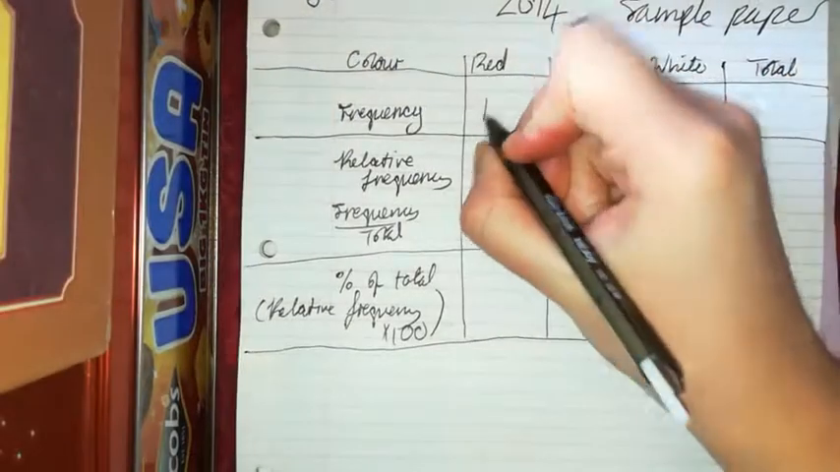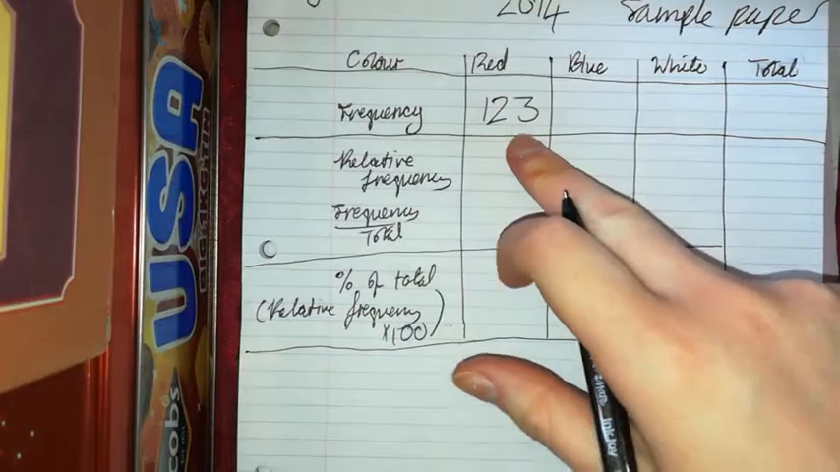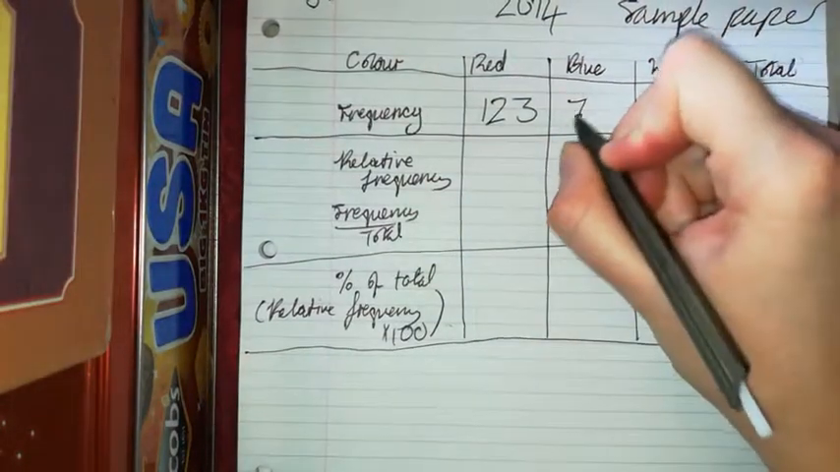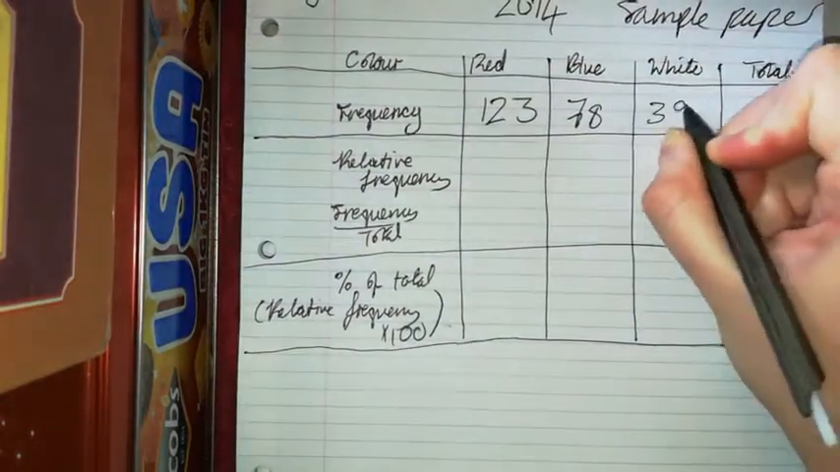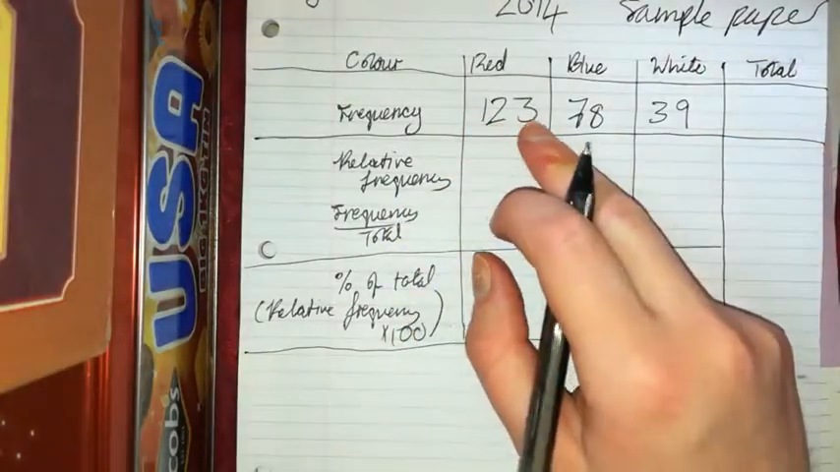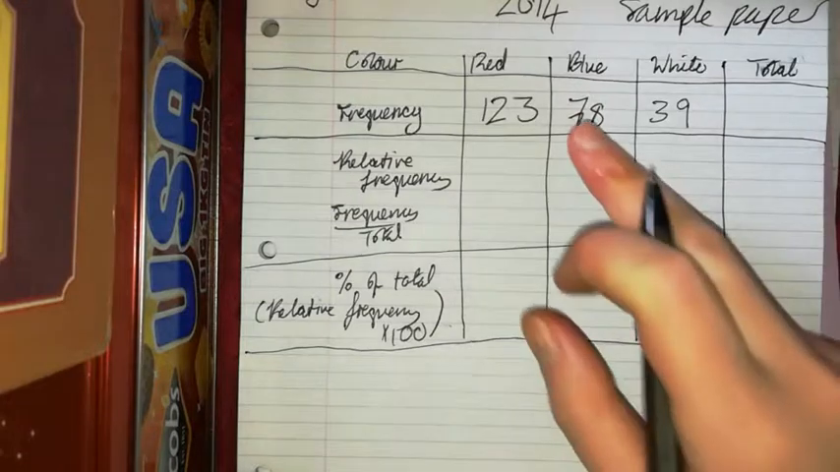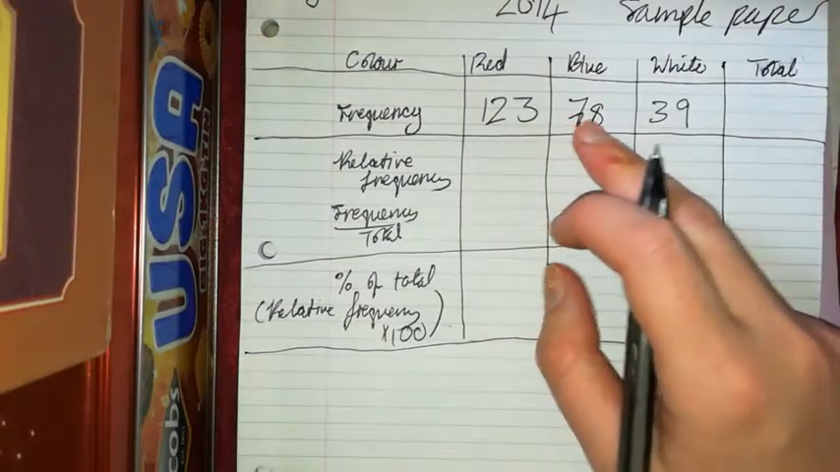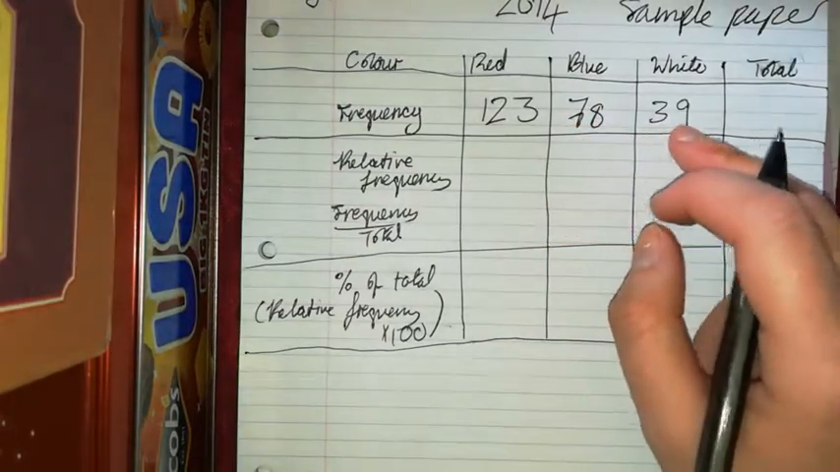So I'm just going to write the results that they have. I'm just after writing the table that they have given us in the question. So red has come up 123 times when the students were taking it out of the bag. Blue has come up 78 times and white has come up 39 times.